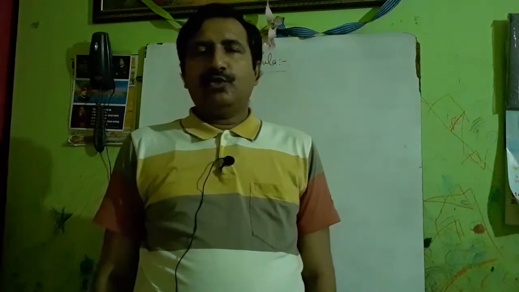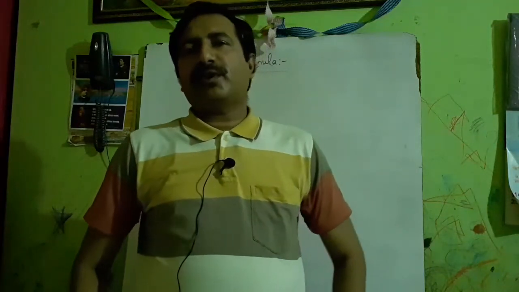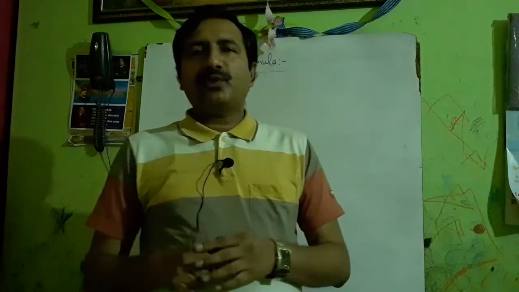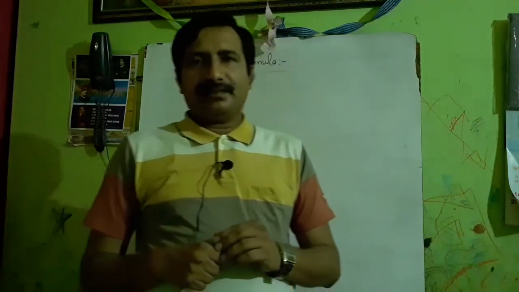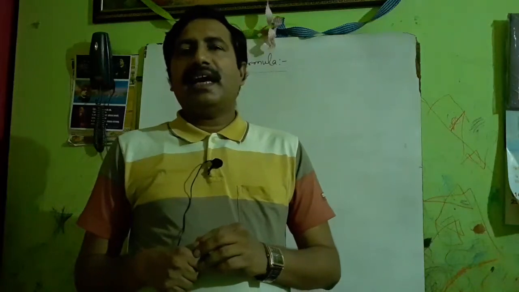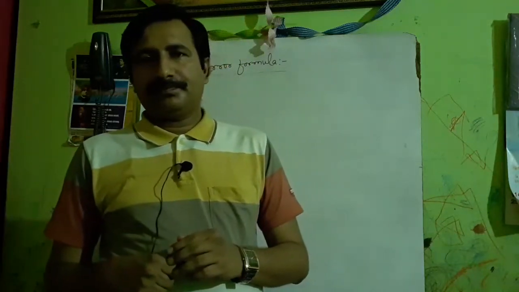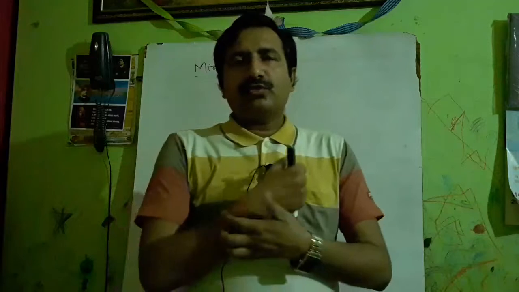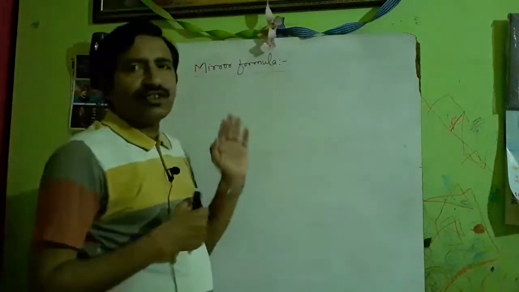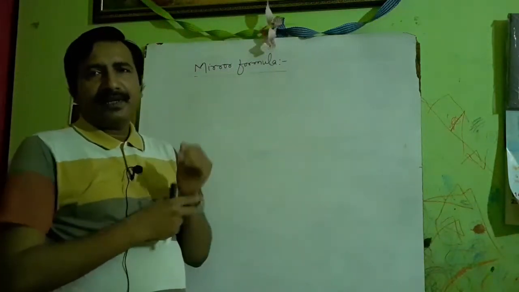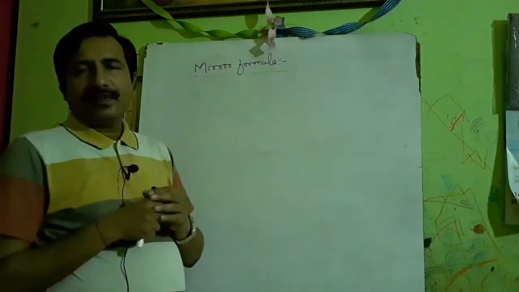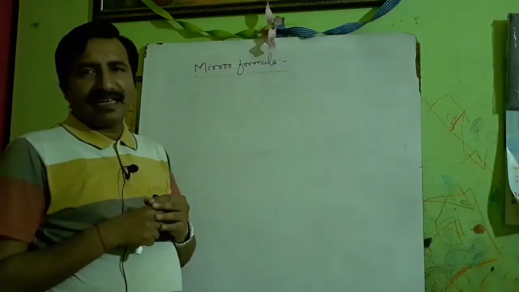Hello children, today you will be learning about the mirror formula. The mirror formula is the relation between object distance, image distance and focal length of a mirror. You do not have to study the derivation of the mirror formula in class 10, but we will explain it with the help of a diagram.